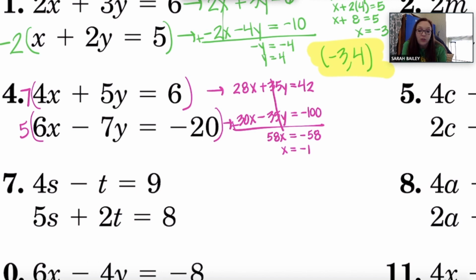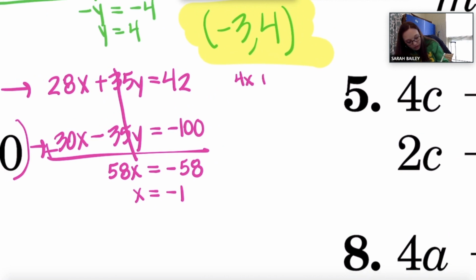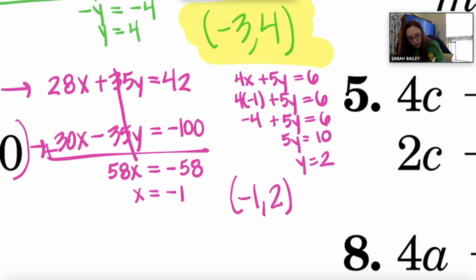No one particular equation is easier necessarily or better than the others. I'm just going to pick the 4x plus 5y equals 6. So let me write that down. 4x plus 5y equals 6. So I know the x is negative 1, so 4 times negative 1 plus 5y equals 6. So that'd be negative 4 plus 5y equals 6. Add 4 on both sides. 5y is 10. So y is 2. So the solution is the ordered pair negative 1, 2.